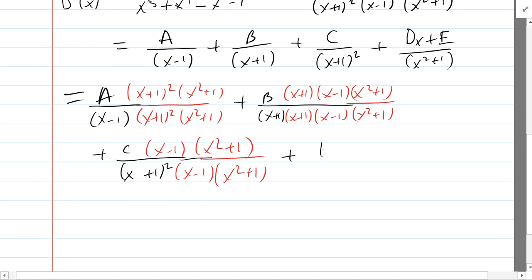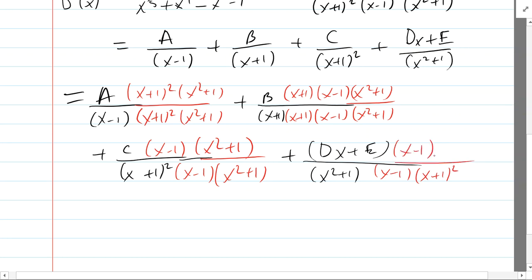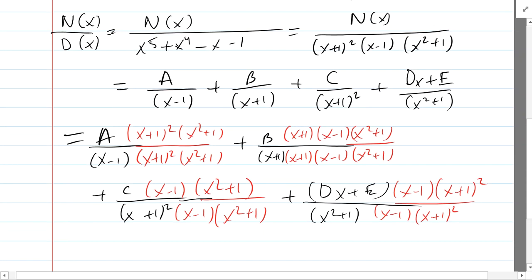Plus dx plus e, all of that, times, I am missing both the linear and the repeating linear. So they all have the same denominator as the original. Now I have a common denominator.